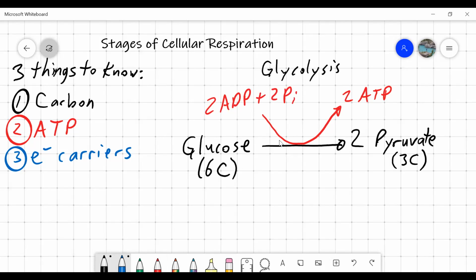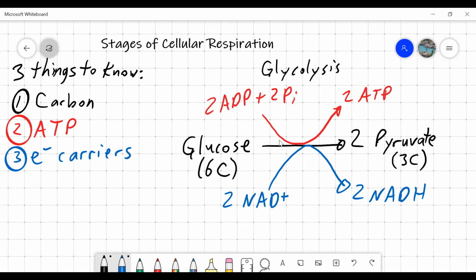All right, and the other part is these electron carriers. So for glycolysis, we're going to make 2 NADHs as well. So I'll put an arrow down here. 2 NADHs. And to make NADH, you need 2 NAD pluses. And that is my very rough summary of glycolysis.